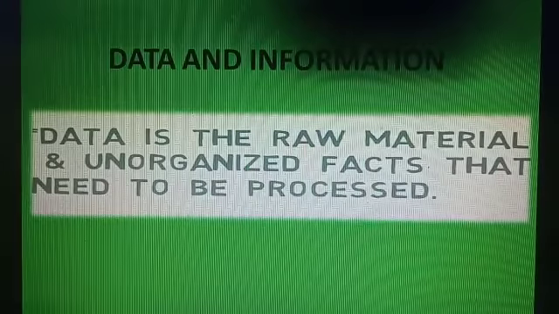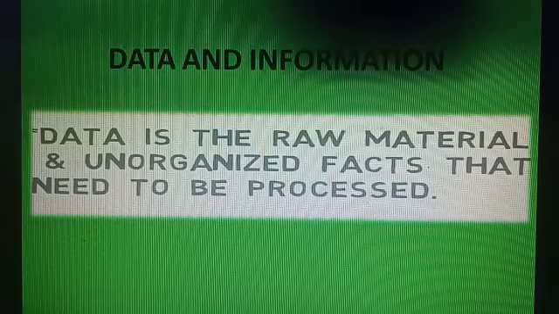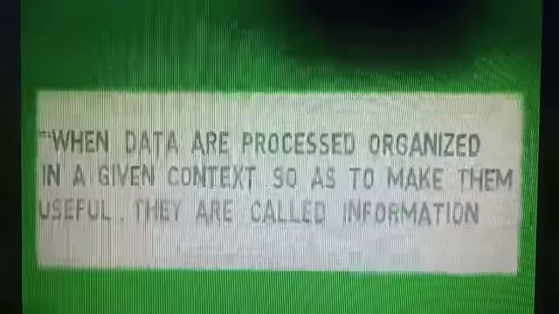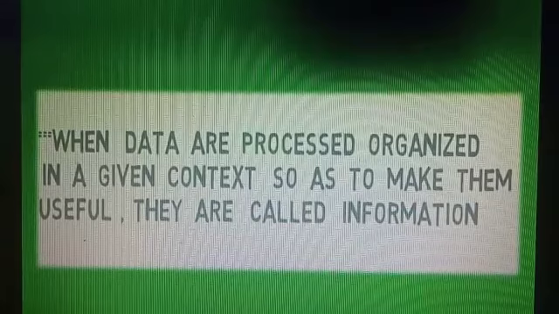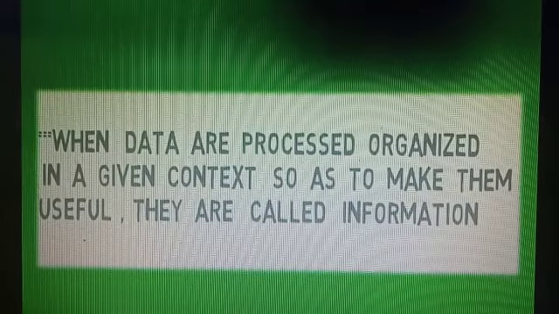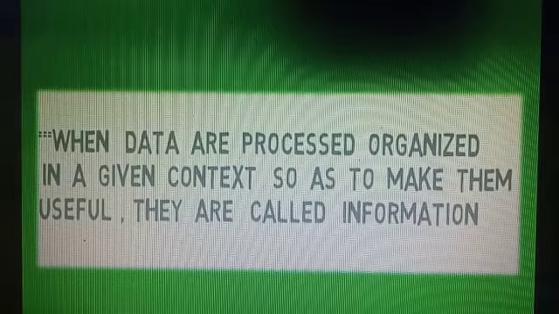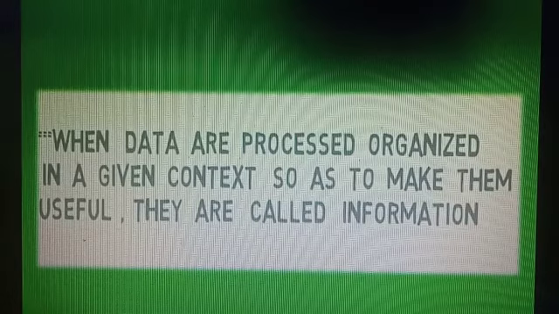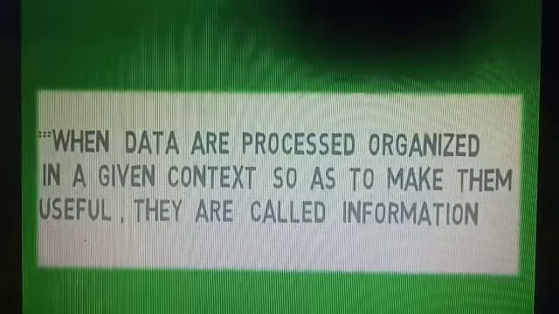Data and information. Data is the raw material and unorganized facts that need to be processed. Information: when data are processed and organized in a given context so as to make them useful, they are called information.